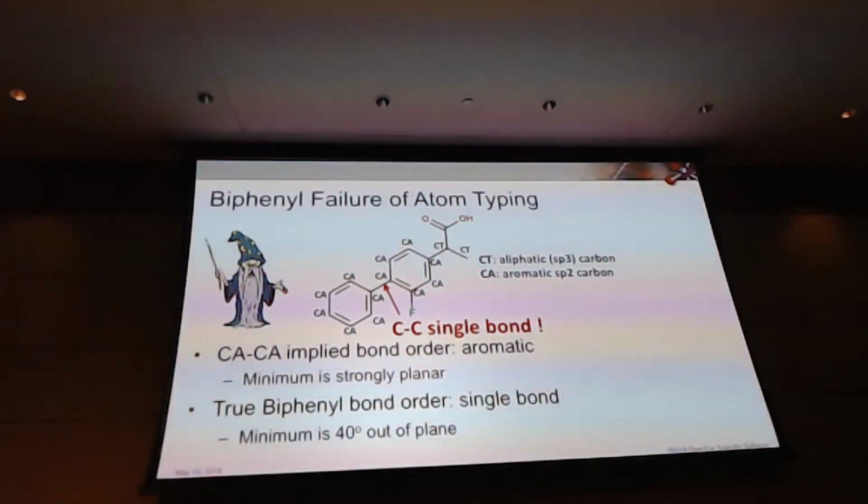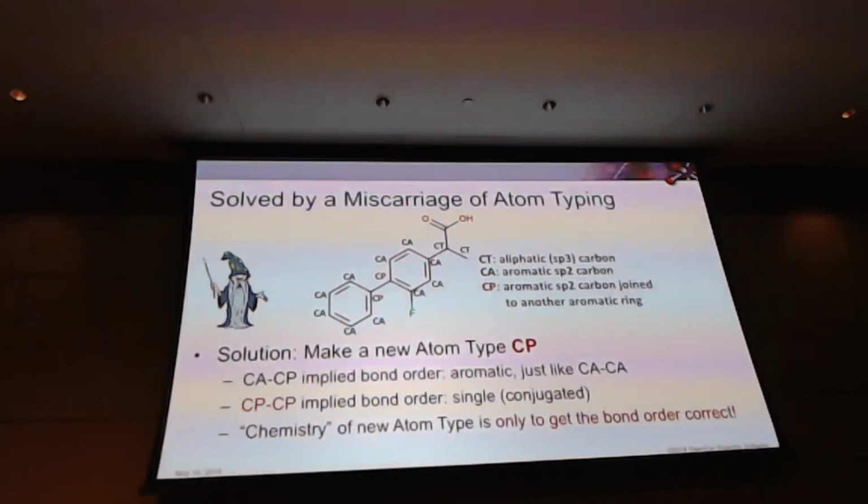So much for the atom types, but that was okay. I was one of these guys out of the Coleman Group. All I had to do was make a new atom type, which I did by making a CP atom type. And this actually helped me here, because I could just make that a single bond, and this solved the problem. The issue is now just that this new atom type, supposedly to get my chemistry correct, is just to fix up this bond order defect. So I say this is a miscarriage of atom typing.